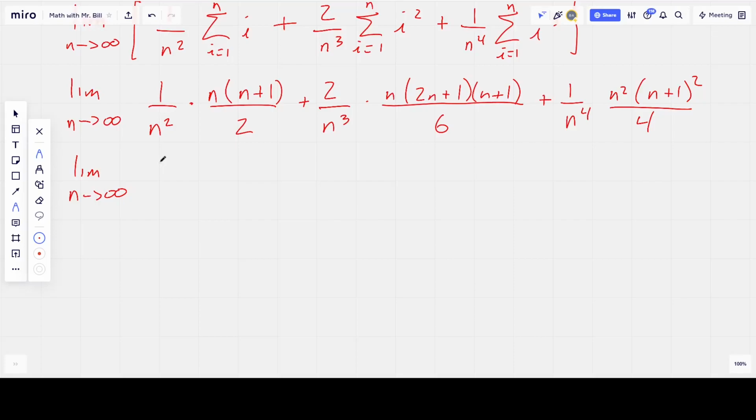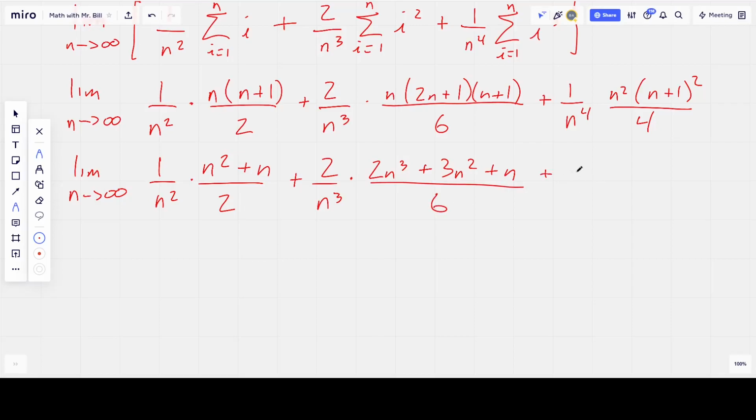So for this first one, we get 1 over n squared times, distributing the n, n squared plus n all over 2, plus 2 over n cubed times: 2n times n is 2n squared, times n is 2n cubed. Then 2n times 1 is 2n plus n, that's 3n, times n, which is 3n squared. And then plus 1 times n, which is just n, all over 6. And then we get n plus 1 squared all times n squared.